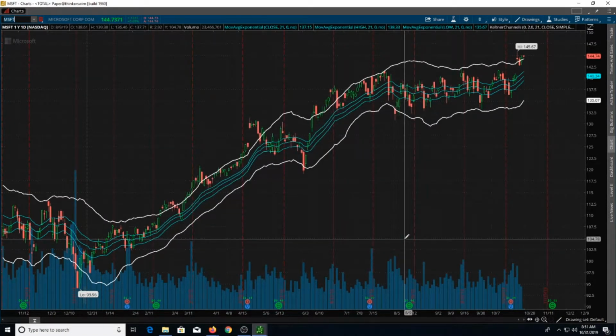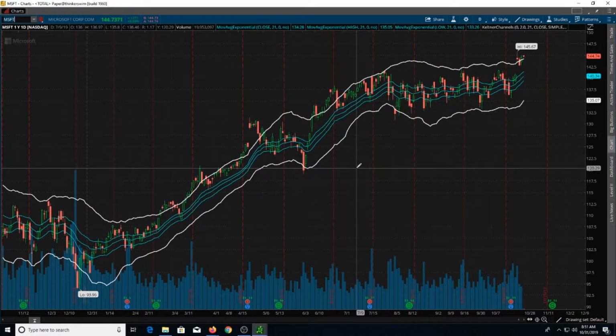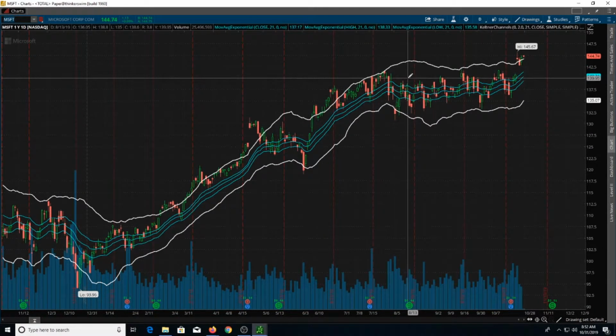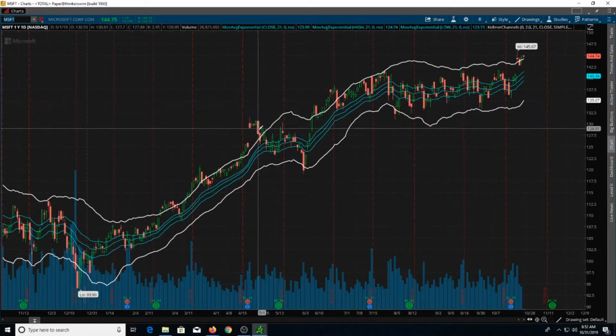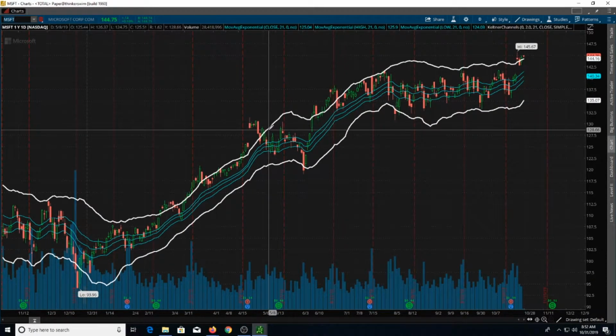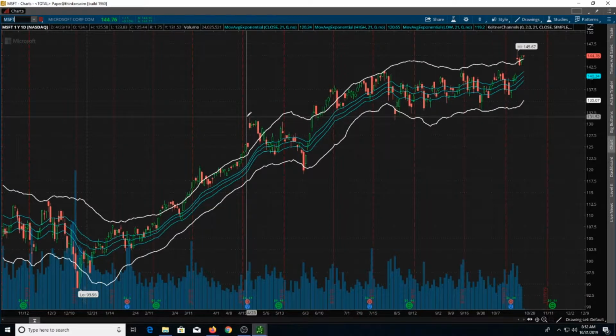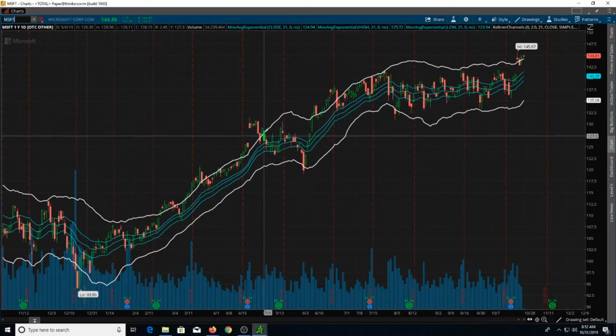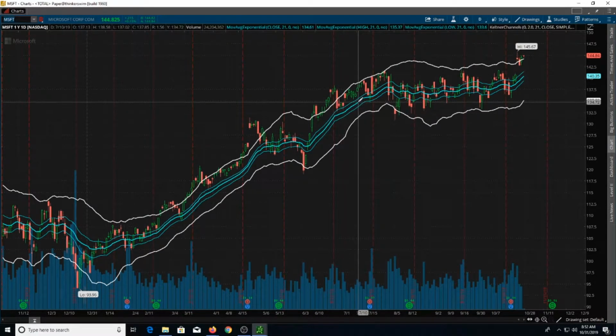So what does this show me? Well, I've got my EMAs here showing me when I'm getting pullbacks and when I'm in trends. But what my Keltner channels, my 2 deviation Keltner channel shows me is when the stock is overbought or oversold. And I can probably expect a pullback back into this wave here.